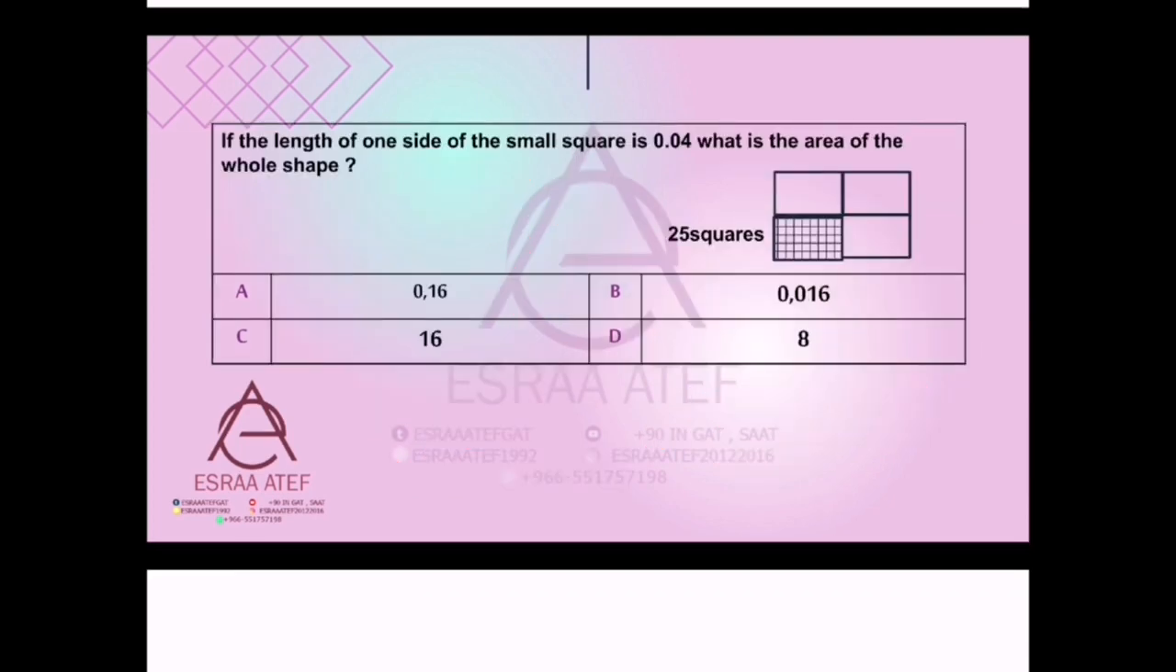The second one here, he said that the length of one side of the small square is 0.04. What is the area of the wall shape? Here we have 25 squares. He may write the number of them or you will count them.